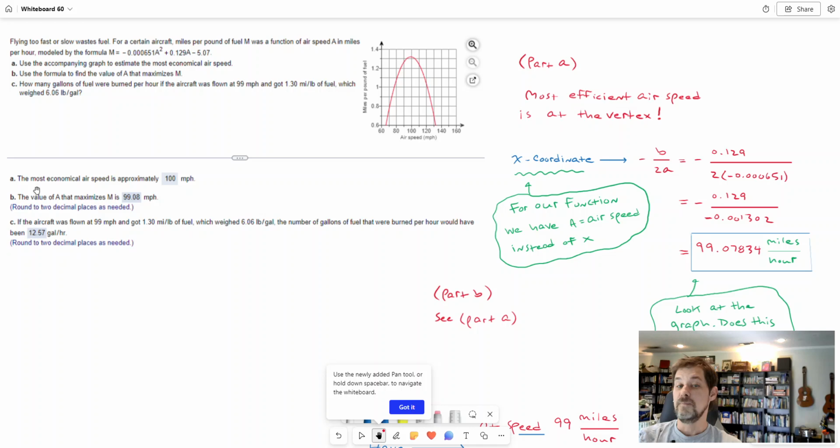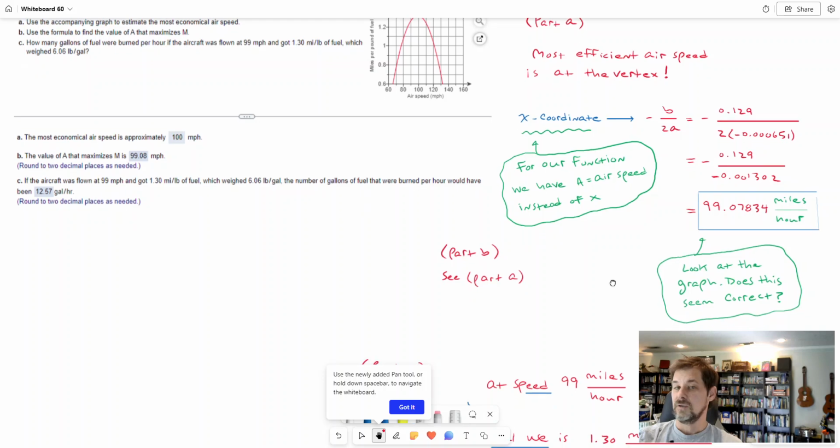So that is the most economical airspeed. Okay. Do I need to find the Y coordinate of the vertex? Well, it didn't ask me. It just says, what's the most economical airspeed? And that's just the X coordinate of that vertex point.